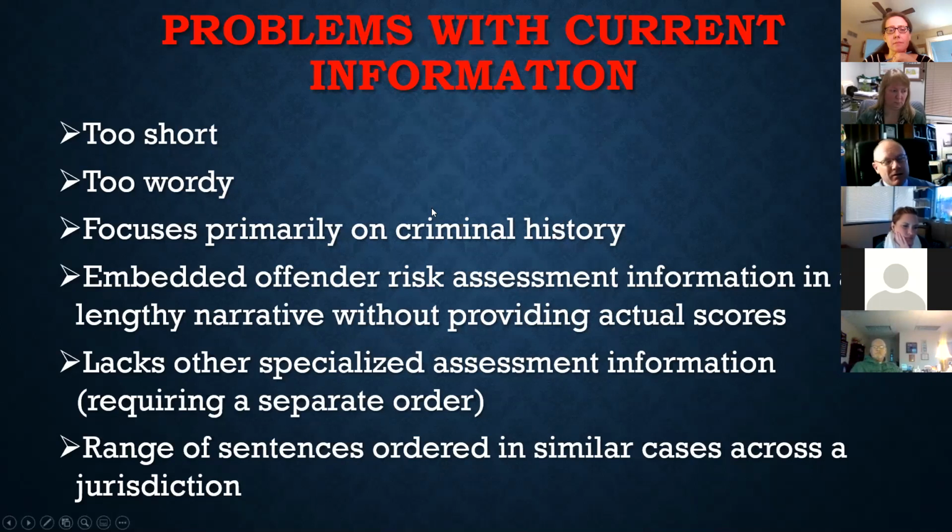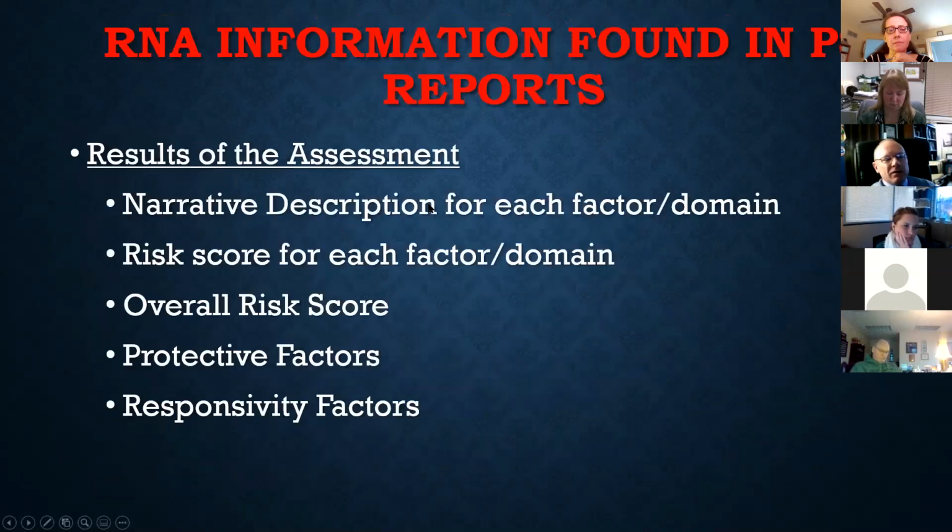So as it relates to EVP, we're almost done. Results of the assessment: a narrative description for each. What we do in Dauphin County, we have a narrative description for each factor domain, a risk score for each factor domain, and we don't give a numeric score. We just give you low, moderate, or if it's a female, low, moderate, high, or very high. Overall risk score, we have it. We don't put it on there.